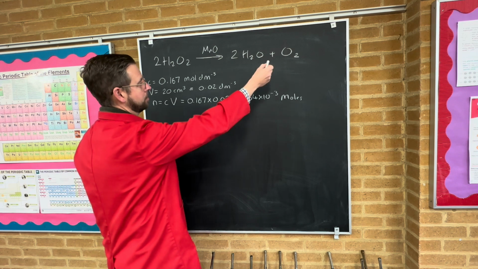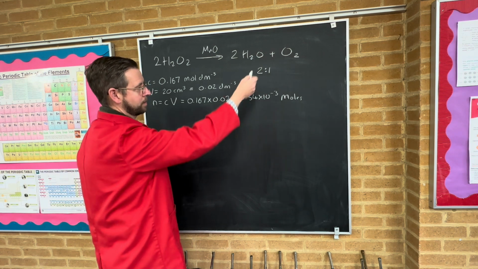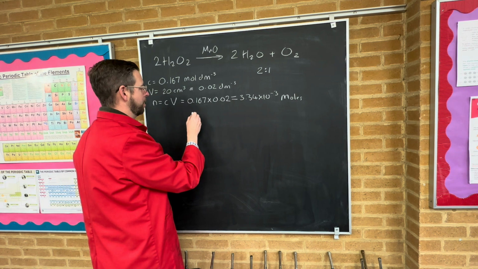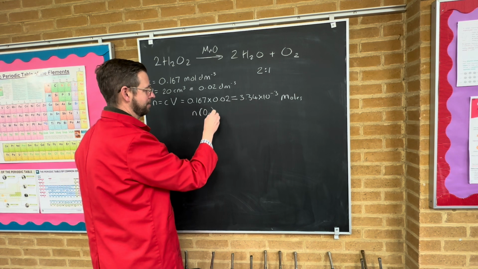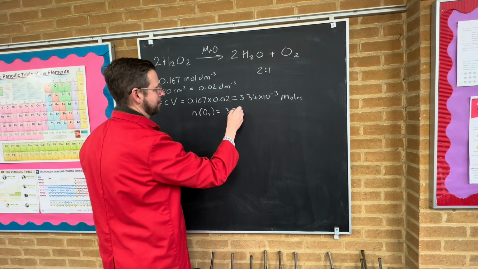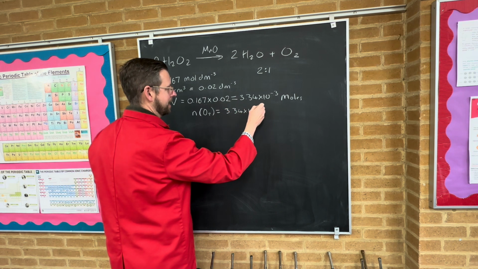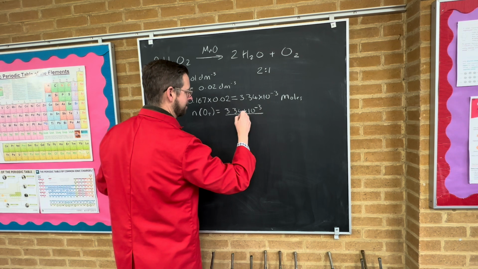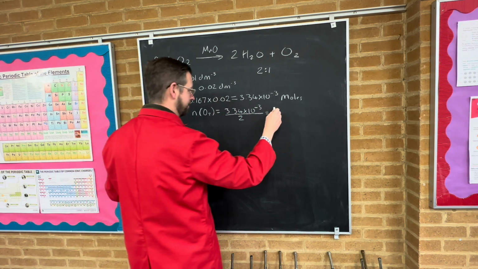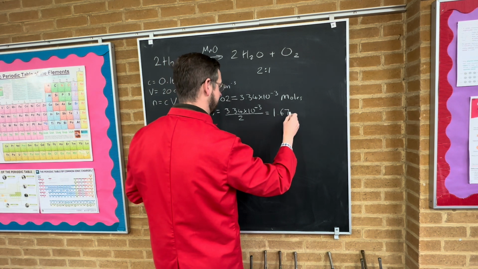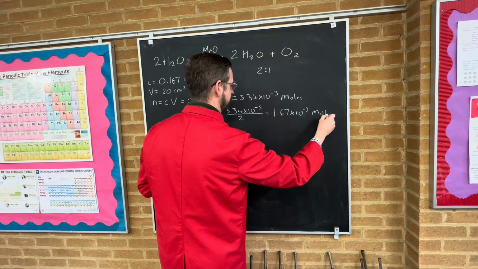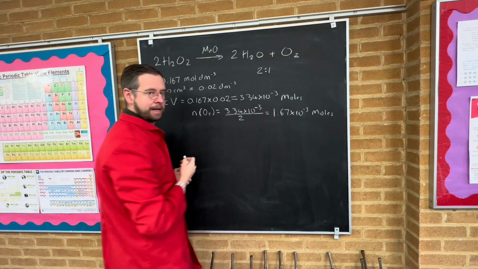Now, what this will produce is half as many moles of O2. So, as a maximum, the number of moles of O2 that this could theoretically produce, assuming 100% yield, would be 3.34 times 10 to the minus 3 divided by 2, which would be 1.67 times 10 to the minus 3 moles. So in total, I could have that many moles.